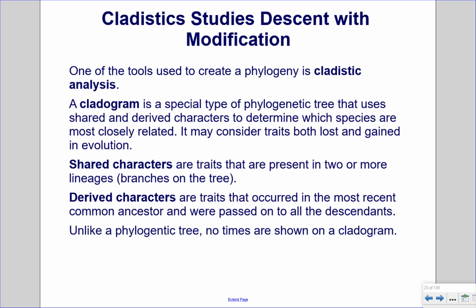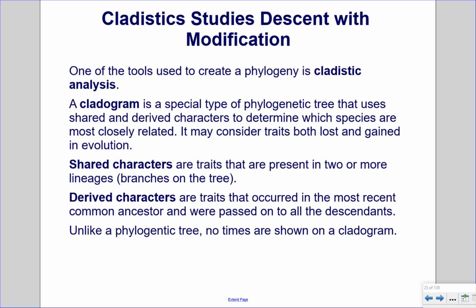Cladistics studies descent with modification. One of the tools used to create a phylogeny is cladistic analysis. A cladogram is a special type of phylogenetic tree that uses shared and derived characters to determine which species are most closely related. It may consider traits both lost and gained in evolution.